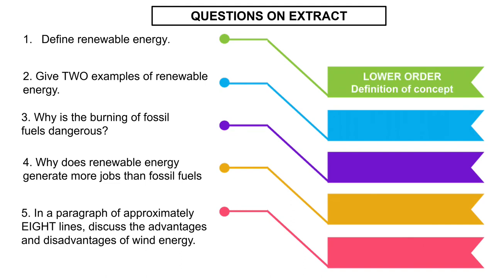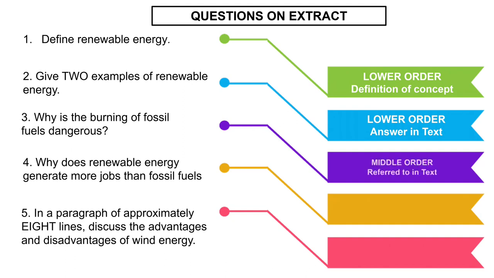Then give 2 examples. That's a lower order question. It's a definition. The answer was not in the extract. You had to know the definition. 2 examples of renewable energy. That's also a lower order. Both examples you could have gotten from that extract.